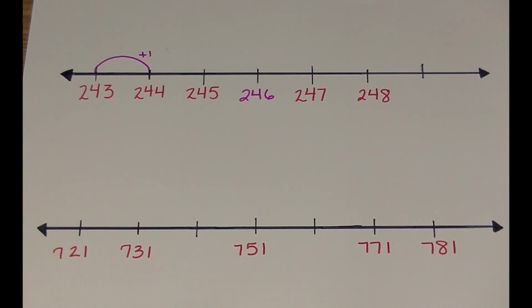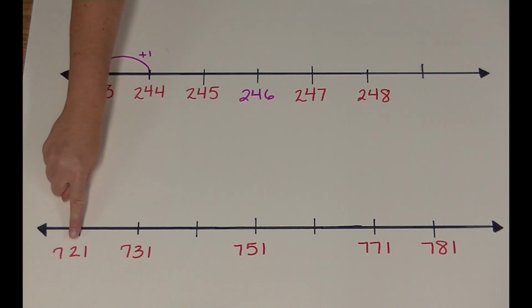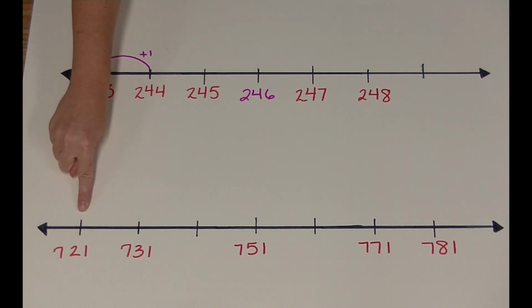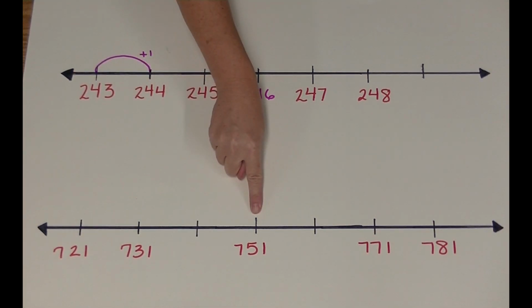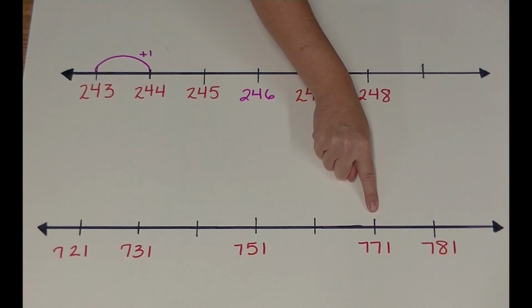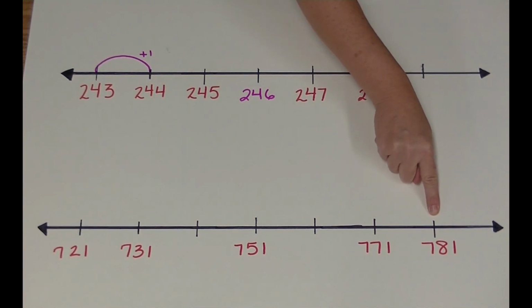Let's say our numbers out loud that we do have on our number line to see if that will help us figure out the pattern. We have 721, 731, 751, 771, 781.